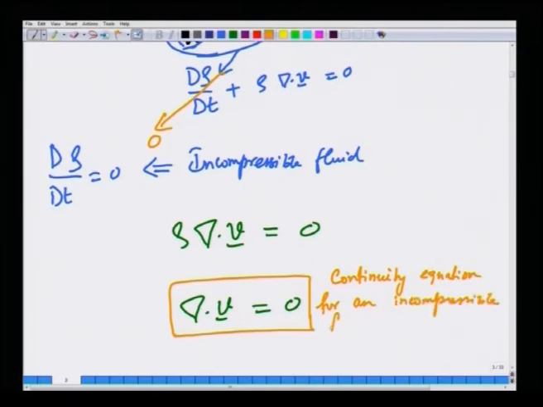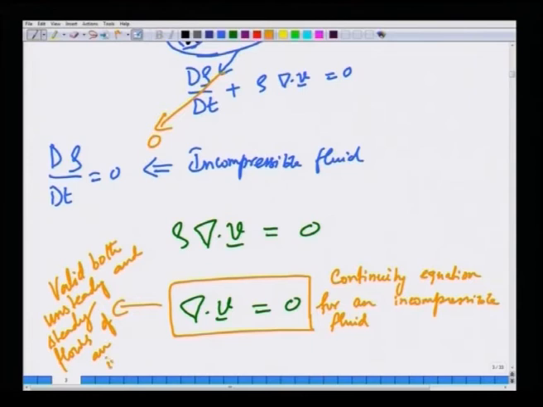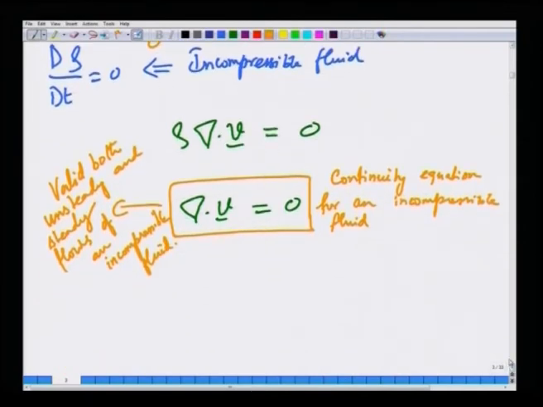It is important to understand that the time derivative goes not because the flow is steady, it is because of the fact that the substantial derivative of density is 0 for an incompressible fluid. So, this is valid for both steady and unsteady flows of an incompressible fluid. That is something important for us to remember: this equation is in general true for both steady and unsteady flows, but it is applicable only for an incompressible fluid.